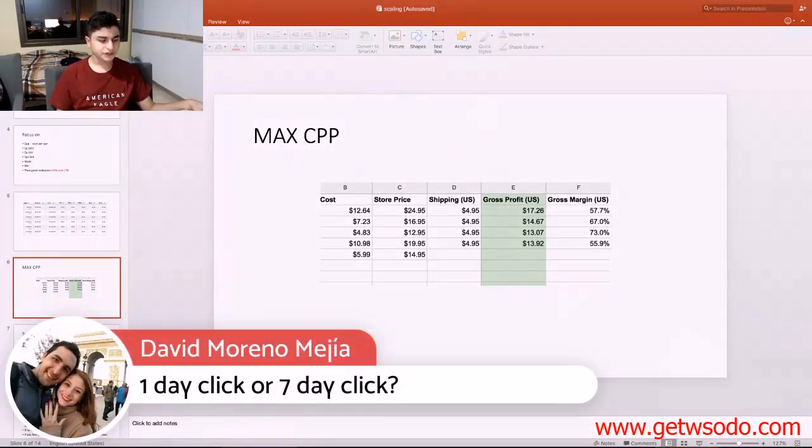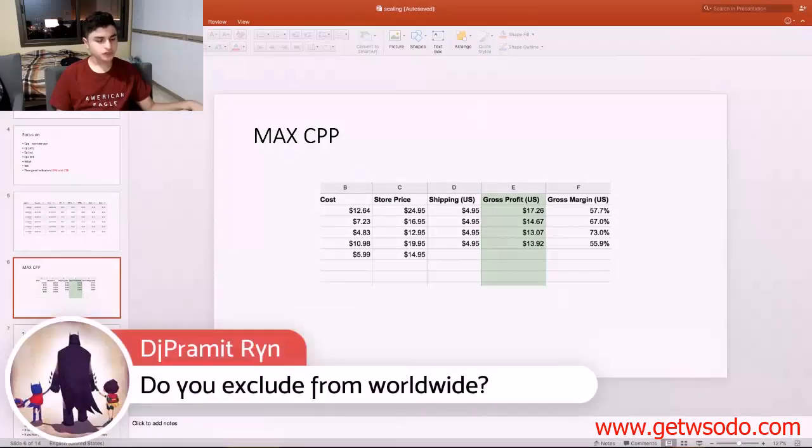1 day click or 7 day clicks, it's 1 day click. Do you exclude from worldwide? Yes, I exclude from worldwide, and I will upload the list of countries because it's a huge list. I'll upload it to the group.